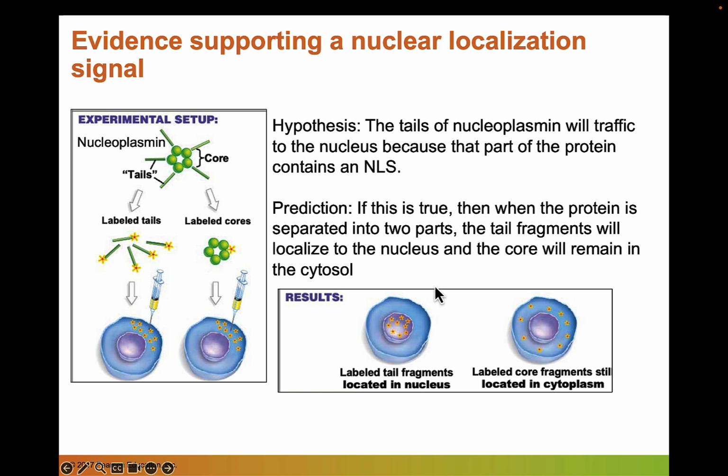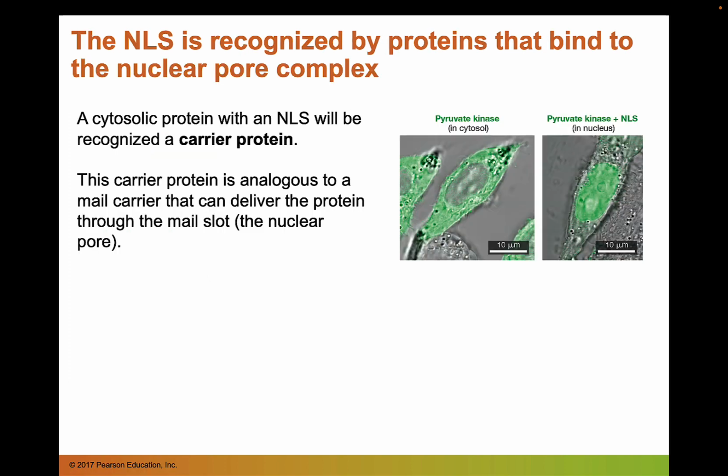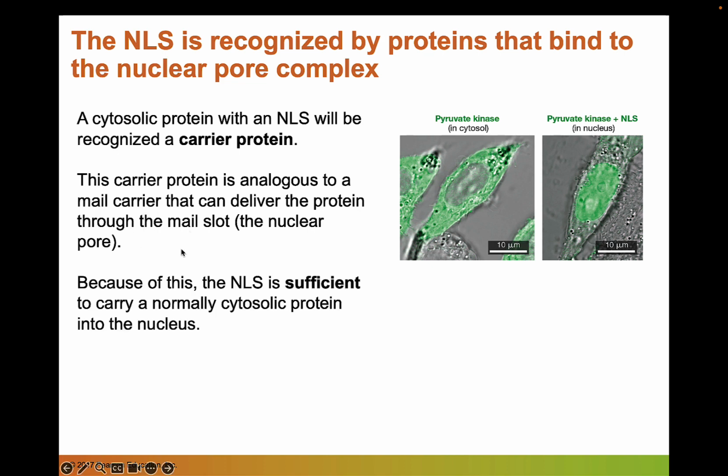And then follow-up work characterized this 17 amino acid sequence. It's a conserved sequence that directs proteins to the nucleus. And that's because the NLS is recognized by a carrier protein. And this carrier protein, again, is analogous to a mail carrier that can deliver it through the nuclear pore. And because of this NLS, this sequence is actually sufficient to carry a normally cytosolic protein into the nucleus. And so that's shown here.